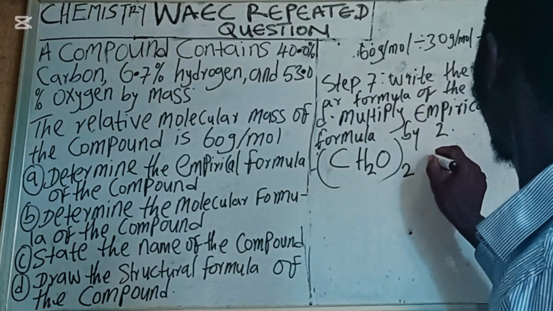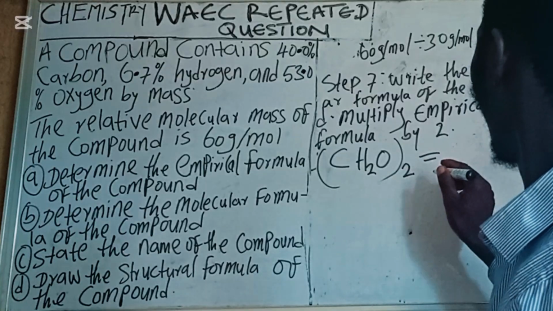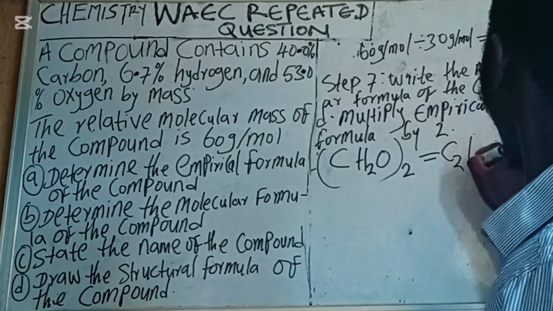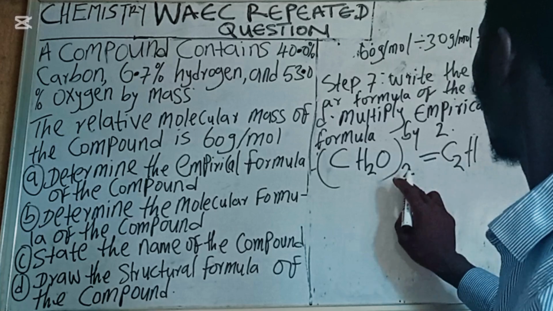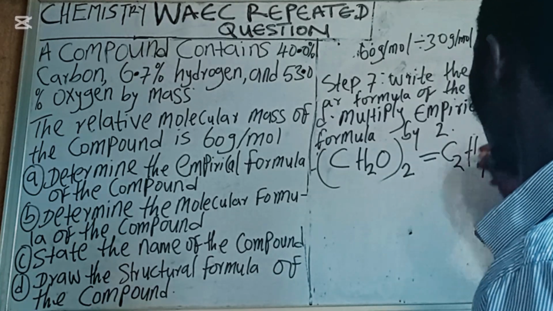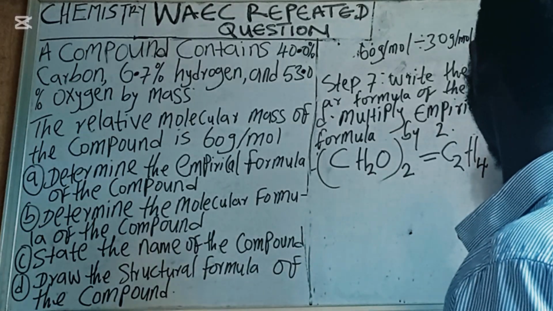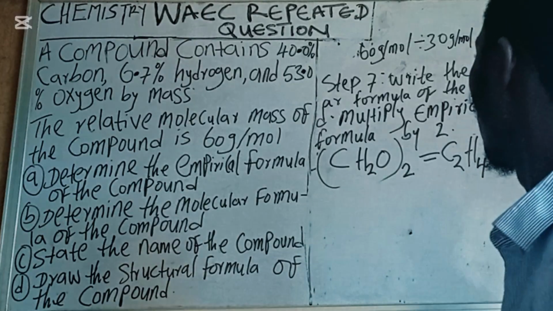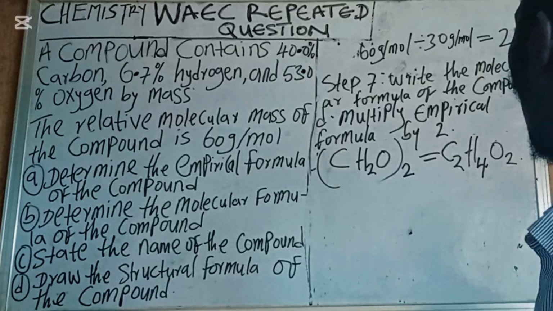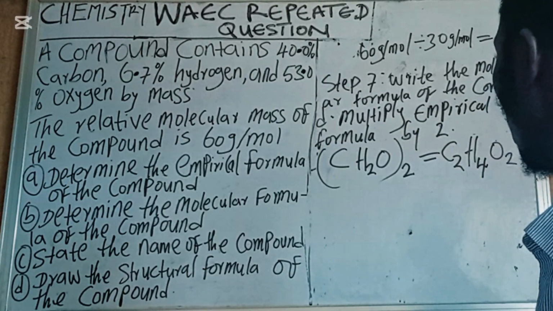So our molecular formula is equal to, when you multiply 2 by 1C, it will give you 2C. And when you multiply 2 times 2H will give you 4H. And then when you multiply 2 times 1 oxygen will give you 2 oxygen. So this is the molecular formula in this question.